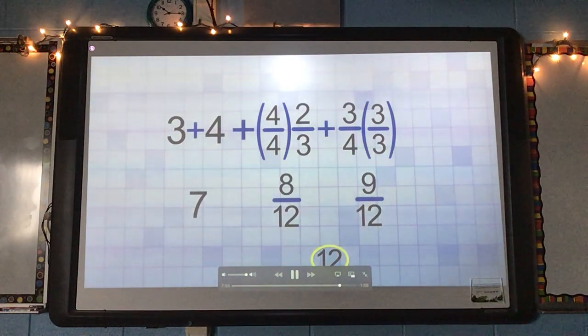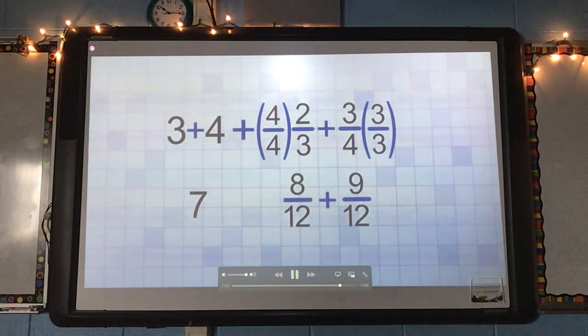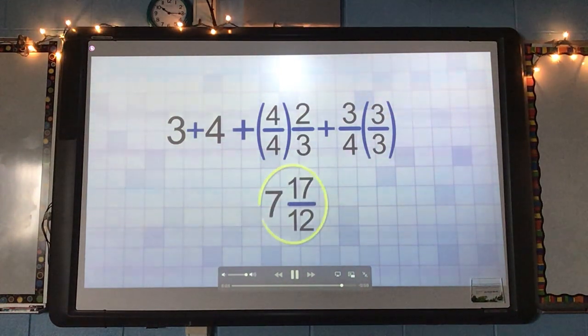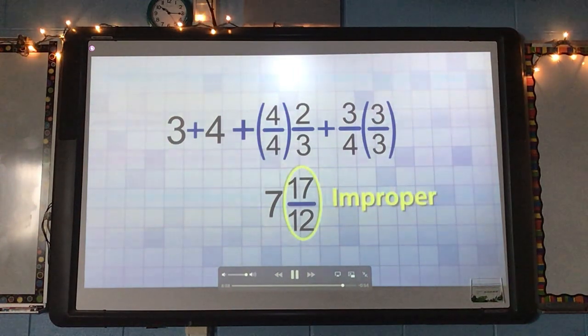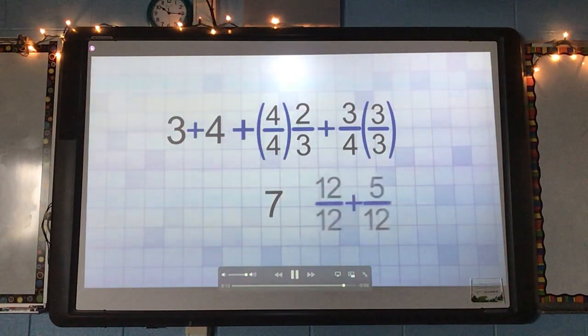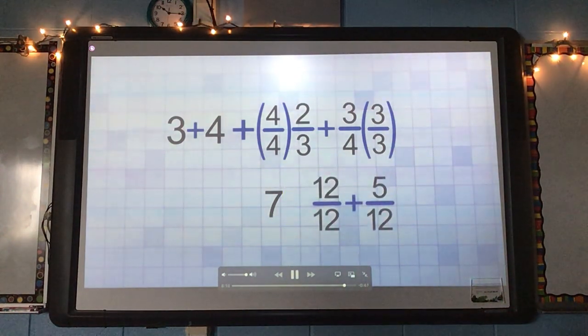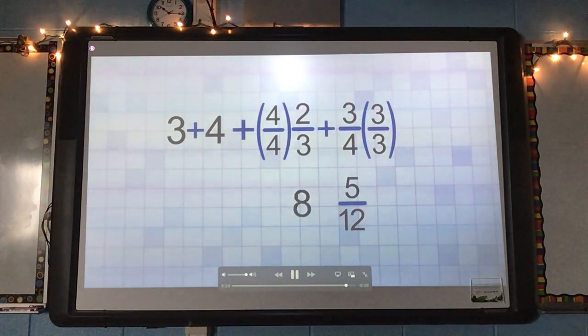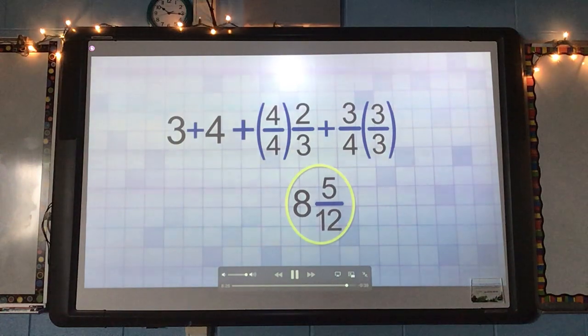Now that we have like fractions, we can add them easily. 8/12 plus 9/12 equals 17/12. And that gives us 7 17/12 as our answer. But once again, the fraction part is improper, so we have to simplify it because its value is greater than 1. 17 over 12 is the same as 12 over 12 plus 5 over 12, which is the mixed number 1 and 5/12. We need to add that 1 to our whole number part. 7 plus 1 equals 8, which means our final answer is 8 and 5/12.